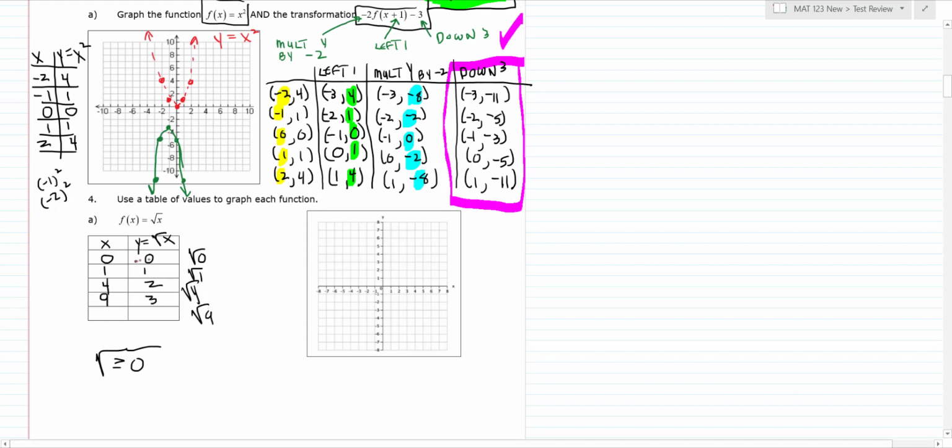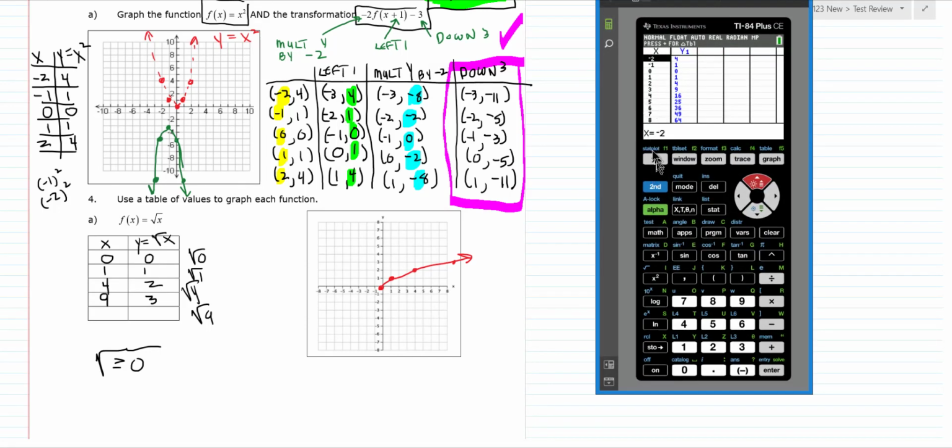And then I can graph this then. So I got the points (0, 0), (1, 1), (4, 2), and over 9, up 3, like that. Now remember, you've got a graphing calculator, so you can check this pretty easily.